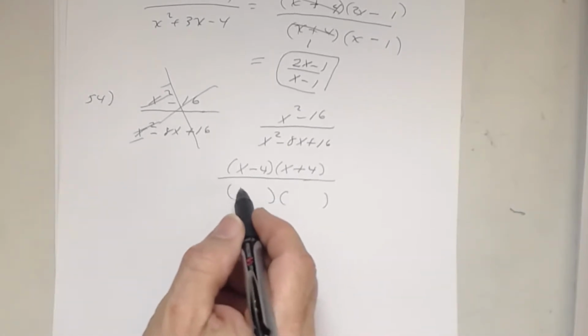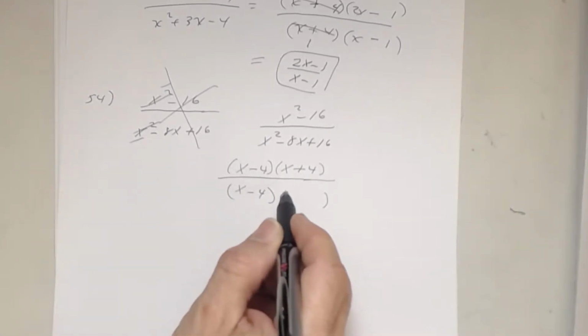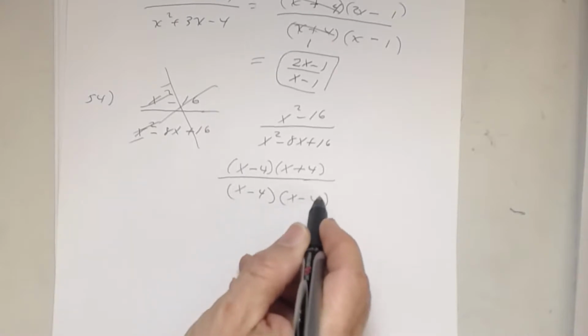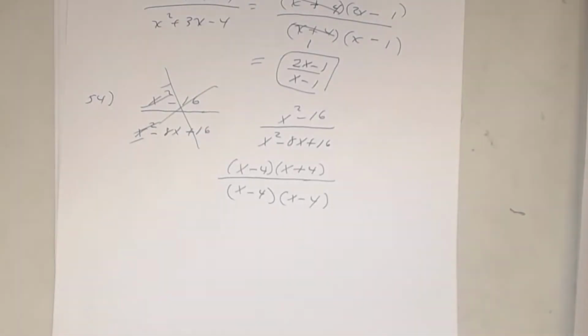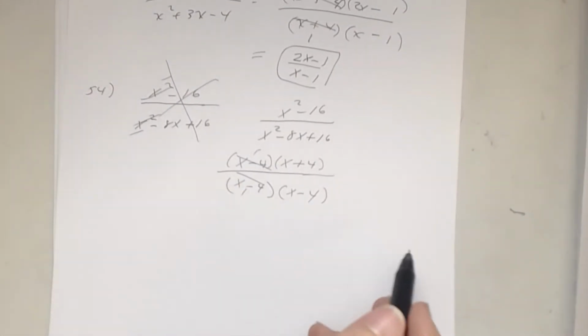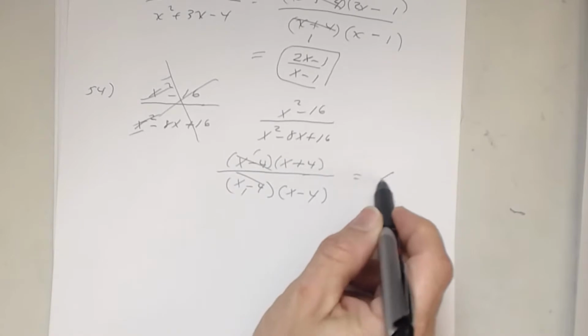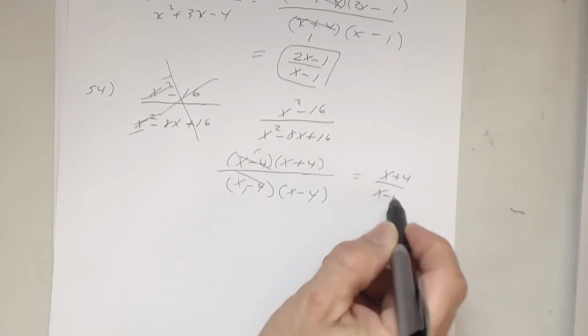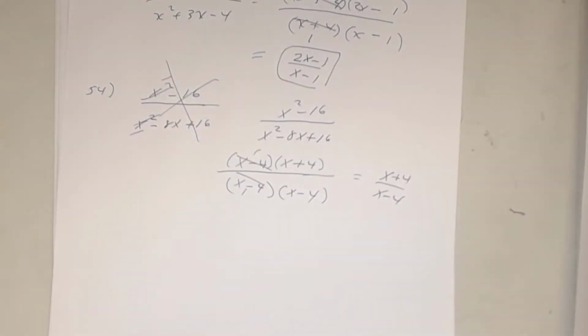So x minus 4 times x minus 4. And what do you notice? You have a common factor, the x minus 4s. I'm going to cancel one of them, though. So what's the answer? All right, so that's 54. Okay, 56.